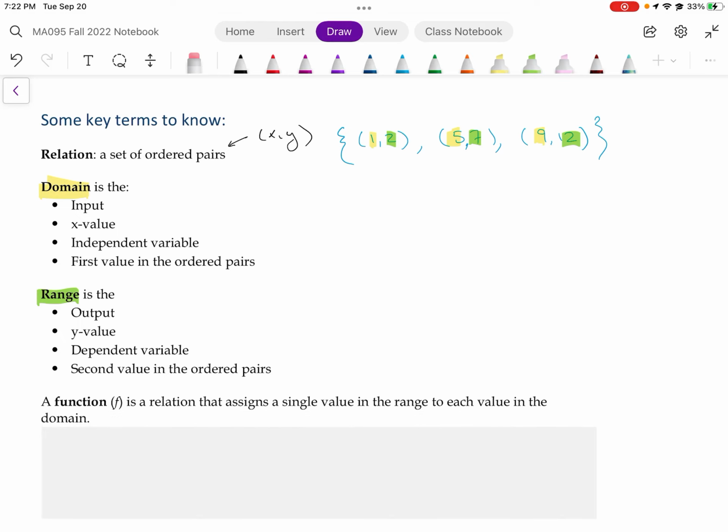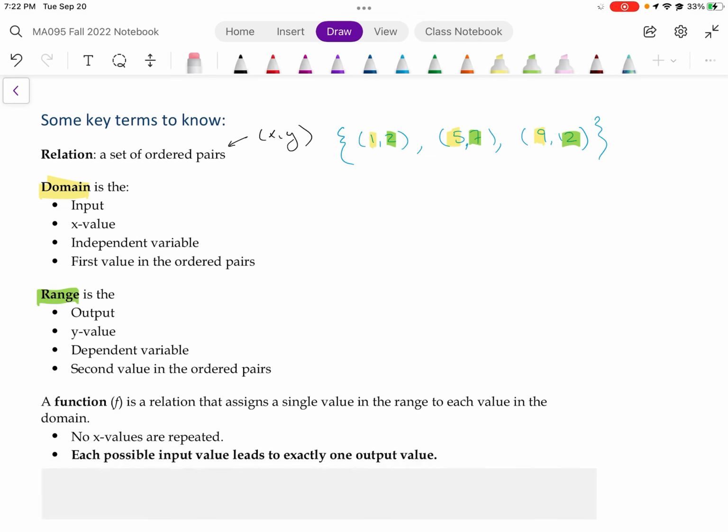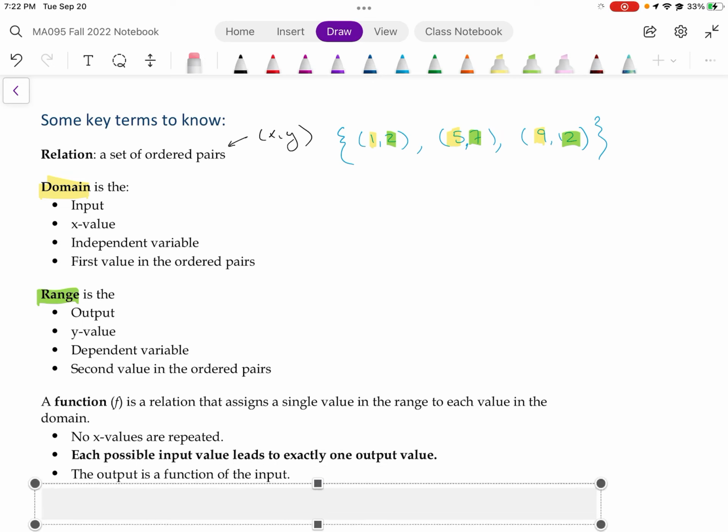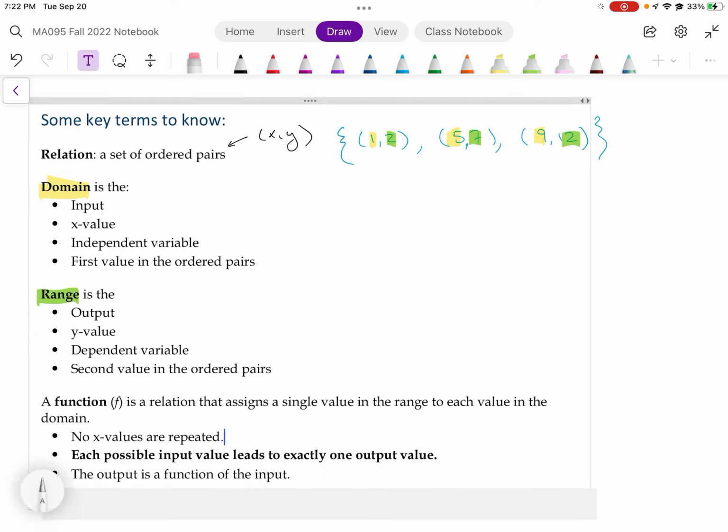All right, a little bit more. A function is a relation that assigns a single value in the range to each value in the domain. A single value in the range. So no x values are ever repeated. And if you repeat them, it is not a function. Each possible input value leads to exactly one output value. The output is a function of the input. Okay, let's just make sure you really see this. Each possible input value leads to exactly one output value. That is super important.